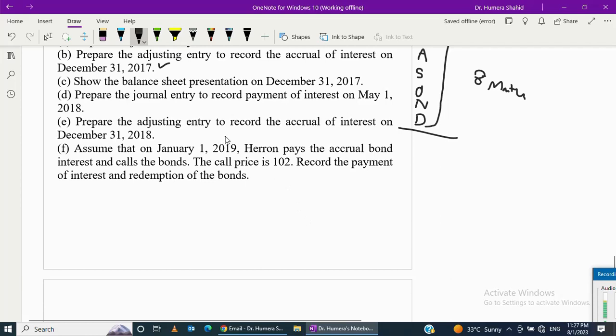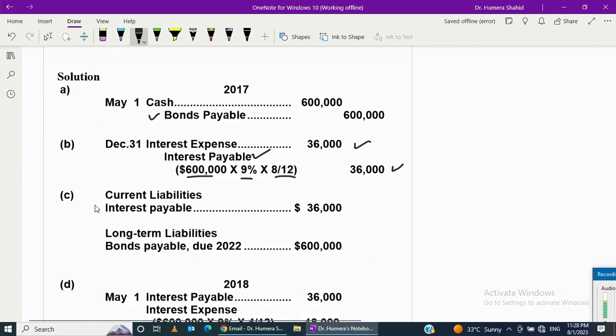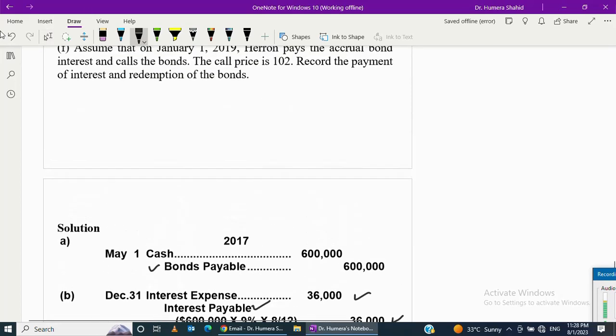They want us in part C to show the balance sheet presentation on December 31st, 2017, the same date. So on this date we have bonds payable and we also have interest payable because we did not pay it yet. So in the current liabilities, interest payable will appear, and in long-term liabilities, bonds payable will appear with its face value. Moving on towards point number D.